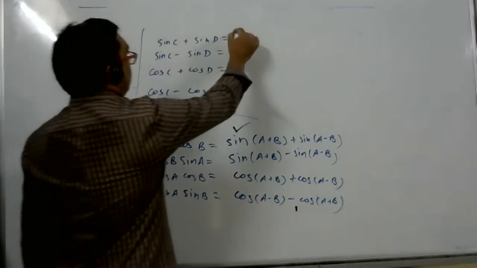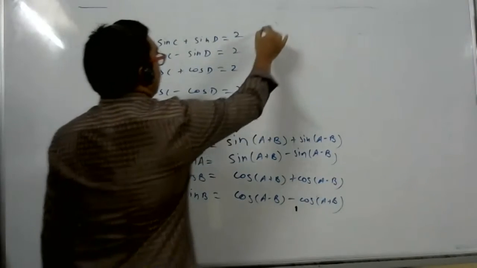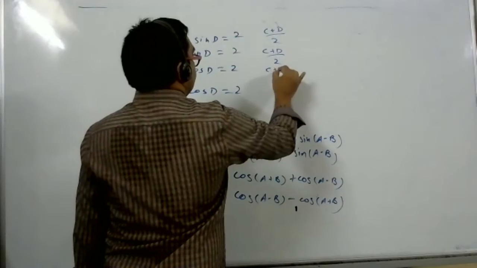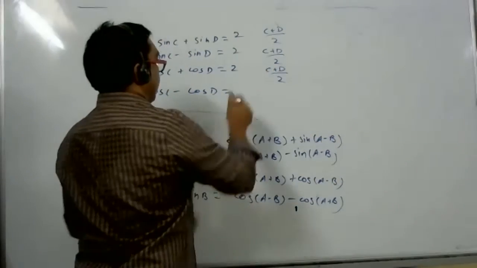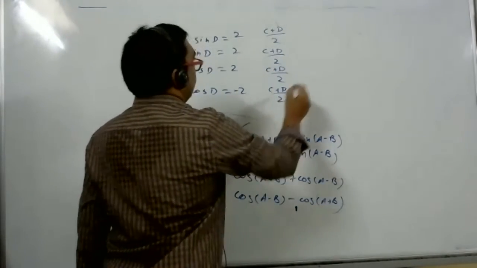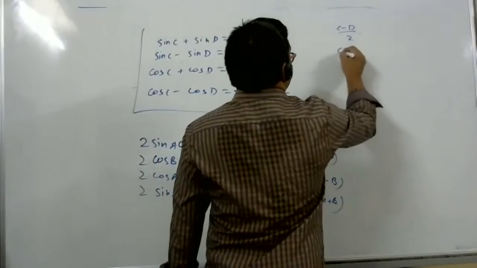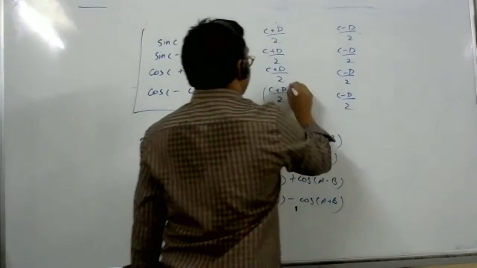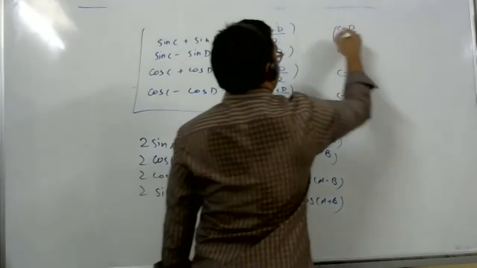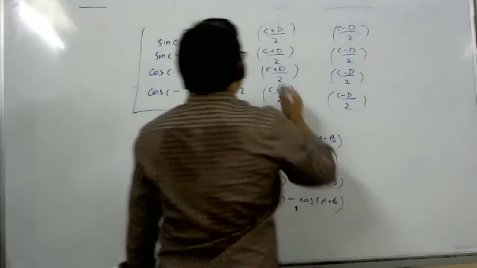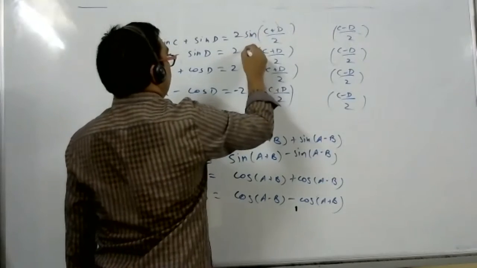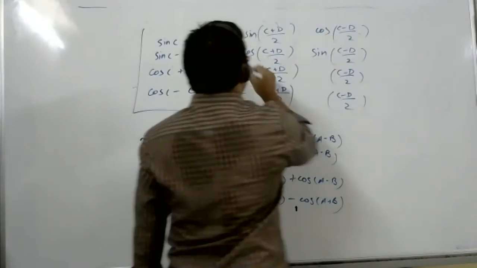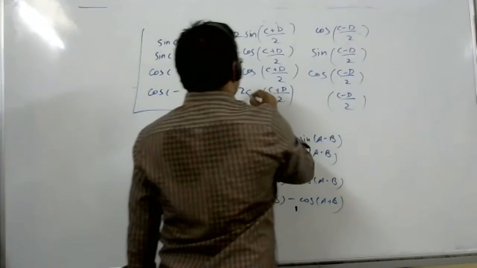Here you know 2, 2, 2, 2. C plus D by 2, C plus D by 2, but here minus also will come: minus 2, C plus D by 2. Here C minus D by 2 in each bracket. Here sine. So the fourth one, B minus C by 2? Cos, sine, cos, sine, sine.